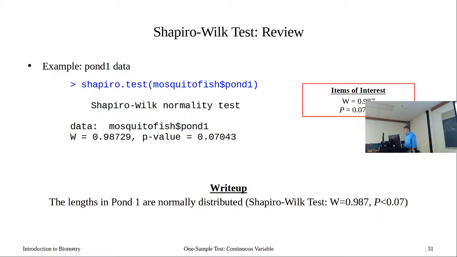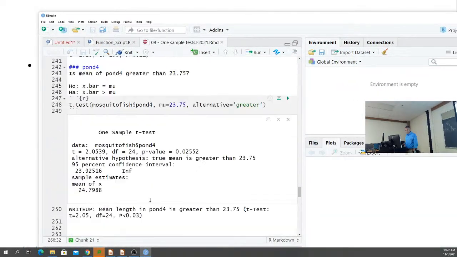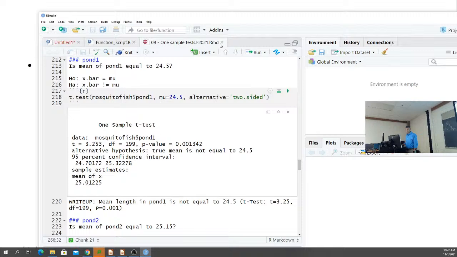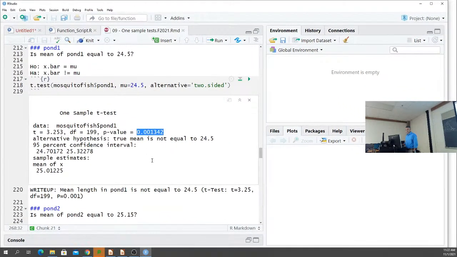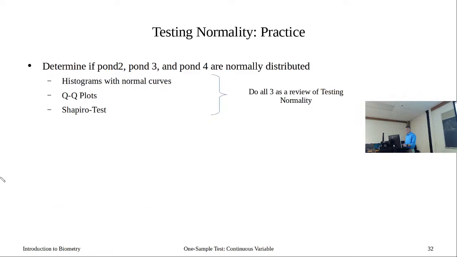I'm getting my RStudio open. So here it is, pond 1. This was our conclusion. We know that our data are normally distributed, so this can be trusted. Yes, we're confident now that the mean of these mosquito fish in pond 1 is not equal to 24.5. So for ponds 2, 3, and 4, check normality and see which ones, if any, violated our normality assumption. I think I said do all 3 as a review. We're just going to focus on our QQ plots and see which ones are normally distributed and which ones are not.